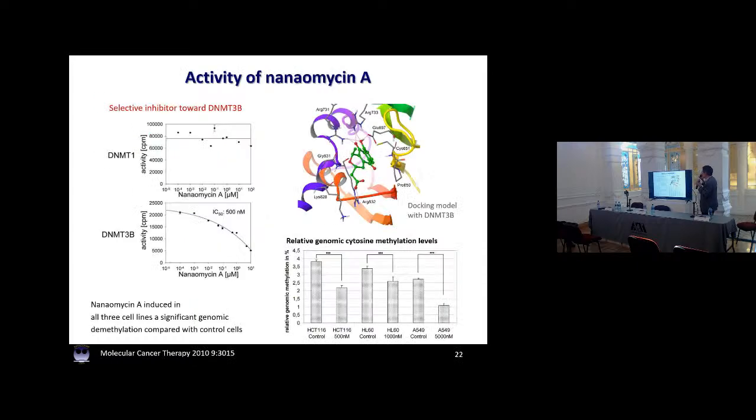Interestingly, and this is purely by chance, one of those small molecules was a natural product, nanaomycin A, that turned out to be selective for DNMT3B, something that we were not expecting. It inhibited DNMT3B with an IC50 of 500 nanomolar and did not inhibit DNMT1. In addition, this natural product also showed demethylating activity in different cancer cell lines. That story dates back to 2010, and so far there are no other selective inhibitors for DNMT3B.